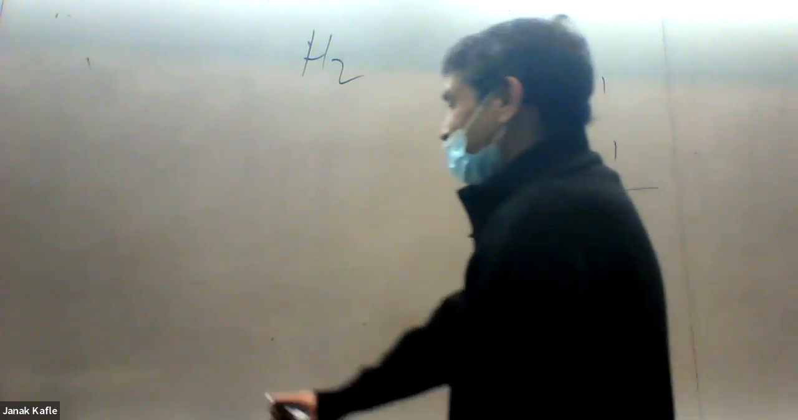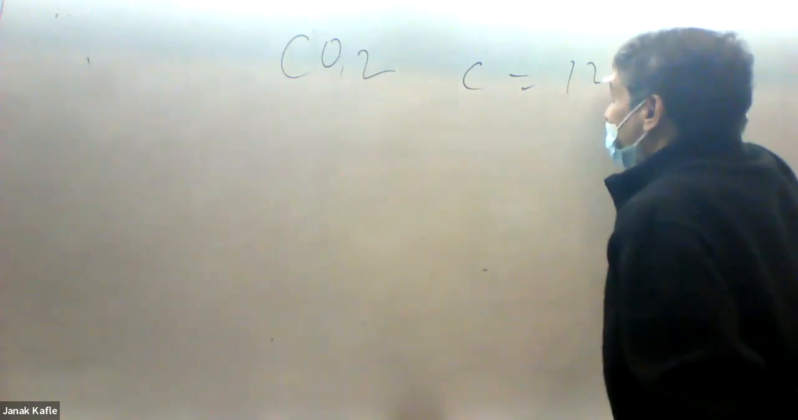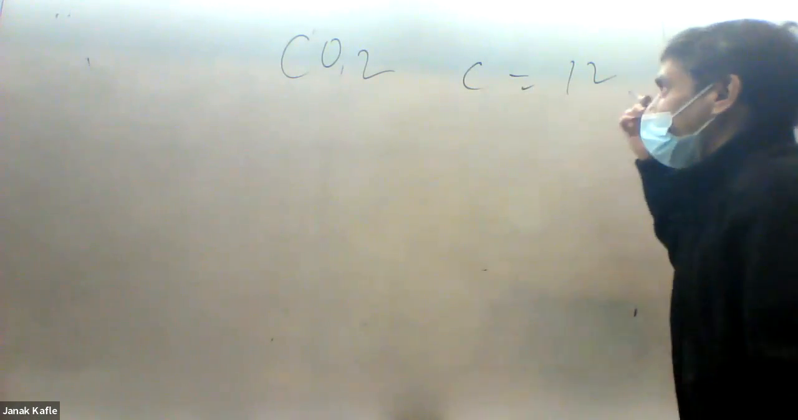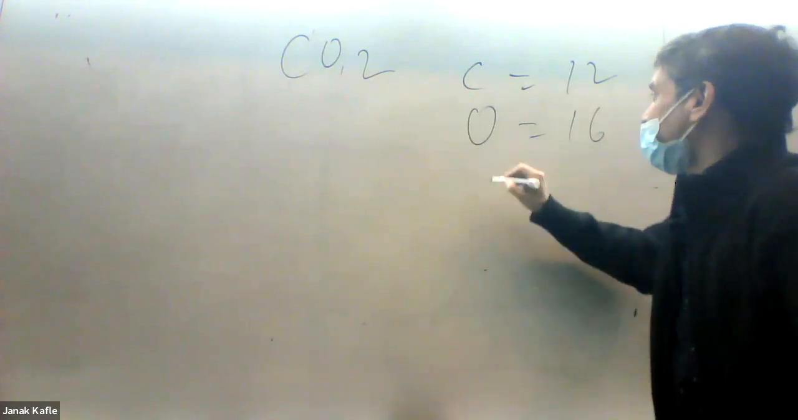How about 1 mole of carbon dioxide? So again, go to the periodic table here. Carbon is 12. You can see the bigger number with the carbon is 12. Oxygen, I already told you, is 16, right? One oxygen is 16. I have 2 oxygen there.